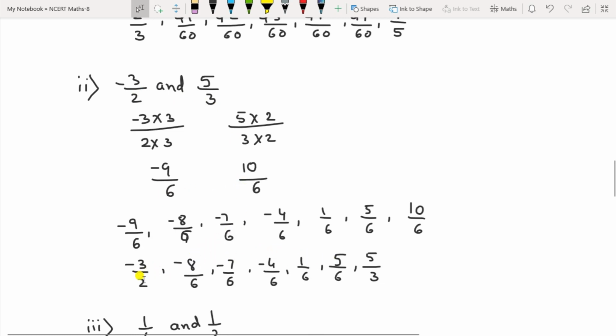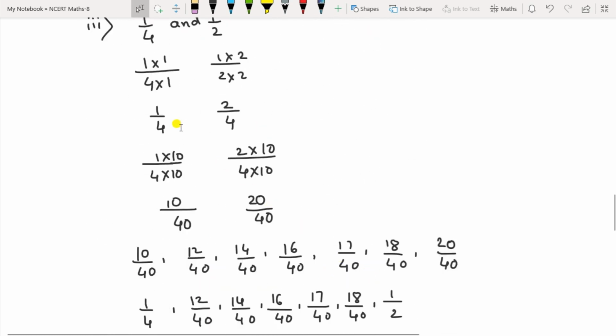This is the third part, and you can get the solution the same way. This was 1 by 4 and 1 by 2. Take the denominator the same, and then multiply by 10. You will get enough, 5 numbers between them.